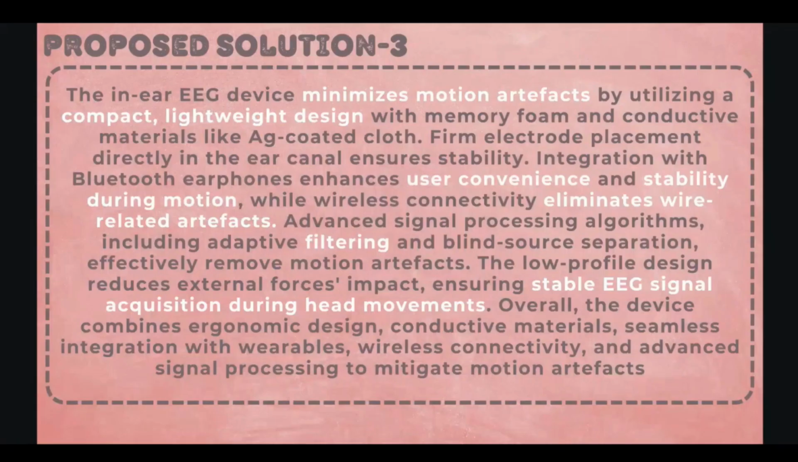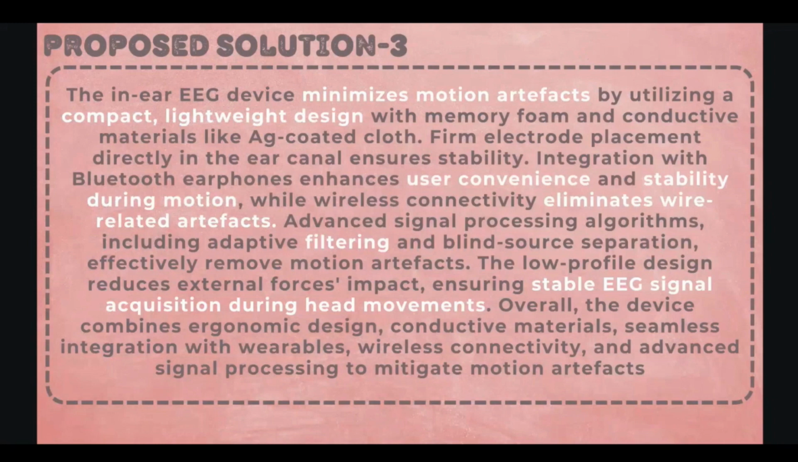In conclusion, the in-ear EEG device minimizes motion artifacts by utilizing a compact, lightweight design with memory foam and conductive materials like silver-coated cloth. Firm electrode placement directly in the ear canal ensures stability. Integration with Bluetooth earphones enhances user convenience and stability during motion, while wireless connectivity eliminates wire-related artifacts.